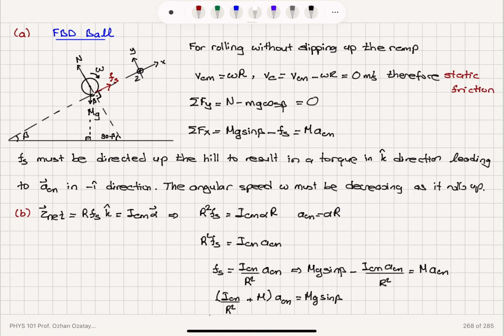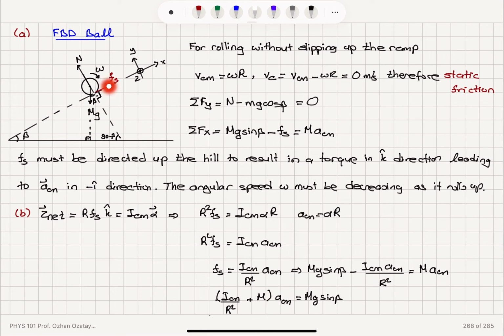So for rolling without slipping, we know that the center of mass speed is equal to omega times r, angular speed times the radius r. The contact point should have zero velocity. It is v center of mass minus omega r. So minus omega r points in the minus i hat direction and v center of mass points in plus i hat direction. We have zero contact point speed, therefore we have static friction. The net force on the y-axis is normal force minus mg cosine beta. Net force on the x-axis is mg sine beta minus fs, assuming acceleration is pointing downward.